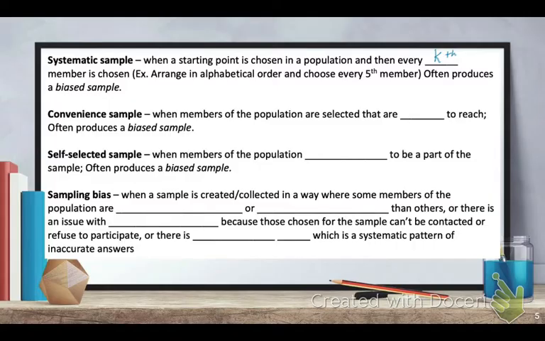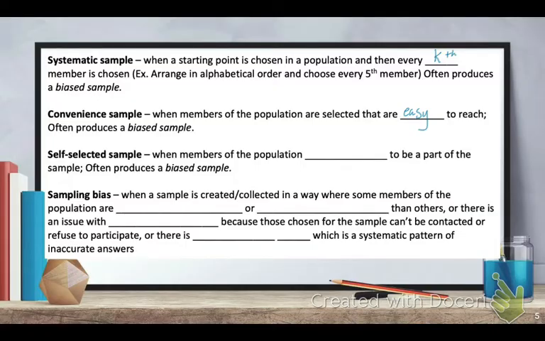Convenient sample. This is when members of the population are selected that are easy to reach. So if someone is just standing in a place asking for surveys, often this does produce a biased sample because not everyone in the population being studied has an equal chance of being a part of the sample.